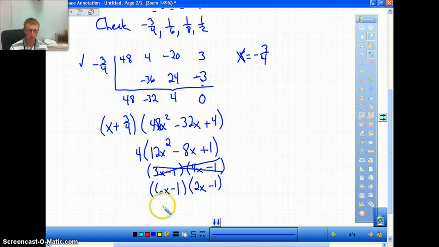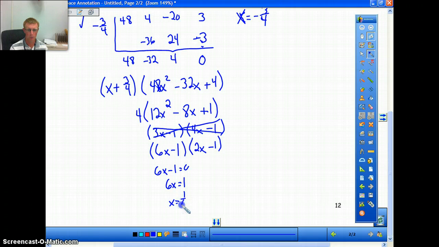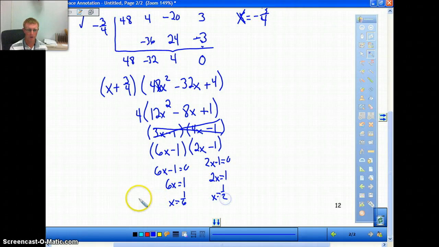What we need to do is solve each one of these by setting them equal to 0. 6x minus 1 equals 0, 6x equals 1, x equals 1/6. 2x minus 1 equals 0, 2x equals 1, x equals 1/2. So our three values are x equals -3/4, x equals 1/6, and x equals 1/2.